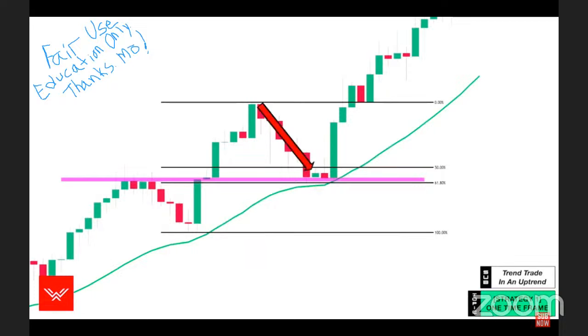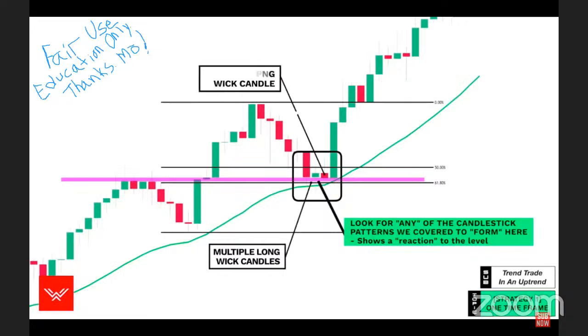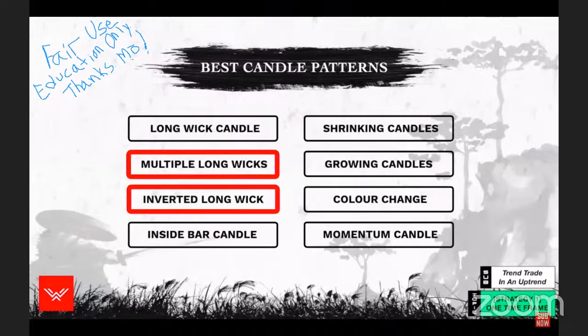Now, as price came back down, you were looking for any of the candles we covered to form at the area of confluence to show a reaction to the level. In this case here, the candles you had form are multiple long wick candles and an inverted long wick candle. Again, it could have been any of these candle patterns that formed, as it would work the same.